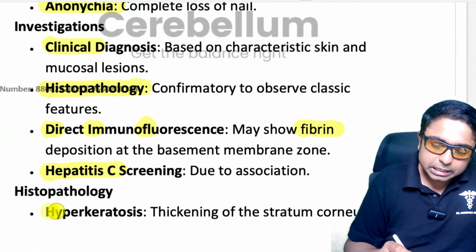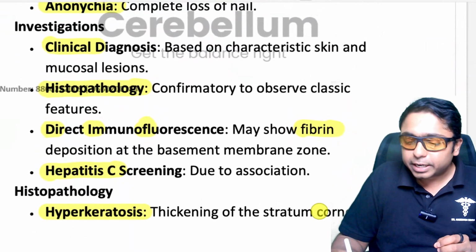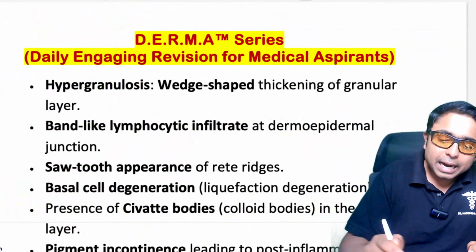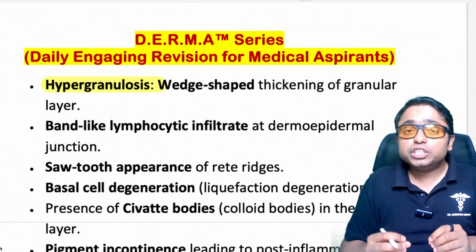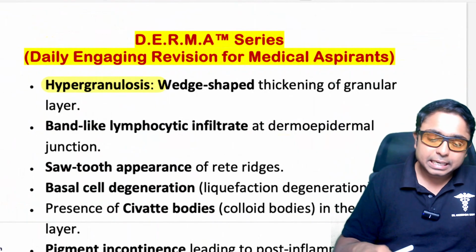Coming to the histopathology, hyperkeratosis, that is thickening of the stratum corneum, can be seen, and hypergranulosis, which is wedge-shaped hypergranulosis, is classically seen in lichen planus.